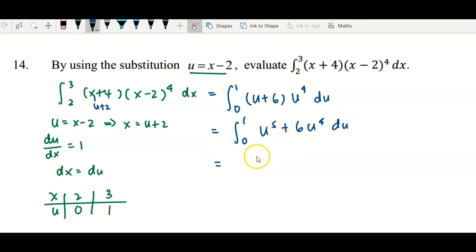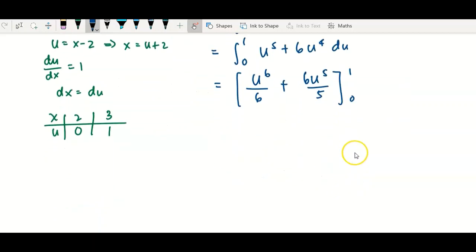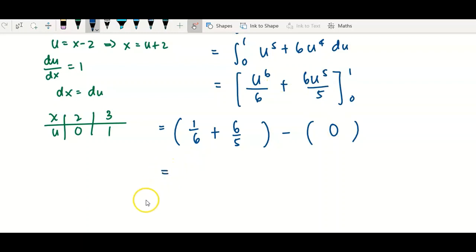Okay, then now you can integrate. Integrate u power of 5, you have u power of 6 over 6 plus 6u power of 5 over 5. Then put in your limit. Have a bracket and a bracket. Put in 1 into here, you have 1 over 6 plus 6 over 5. Put in the 0, you got 0. Alright. Finally, you have 41 over 30.